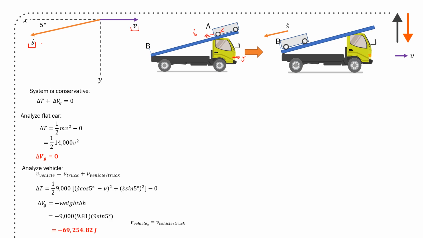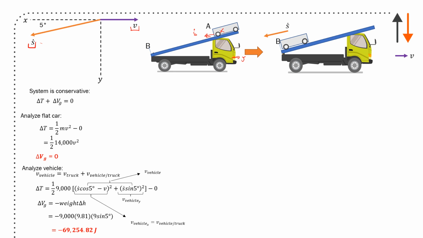To analyze the vehicle, you have to recognize that the vehicle velocity is going to be the velocity of the truck plus the velocity of the vehicle relative to the truck. So you add the terms in: 1/2 times 9,000 kilograms, times S dot cos 5 degrees minus V, because that's the X component, squared, plus S dot sine 5 degrees squared, minus 0, because it starts at 0 velocity also. The change in height is going to be the change from the top to the bottom, and you can calculate that.